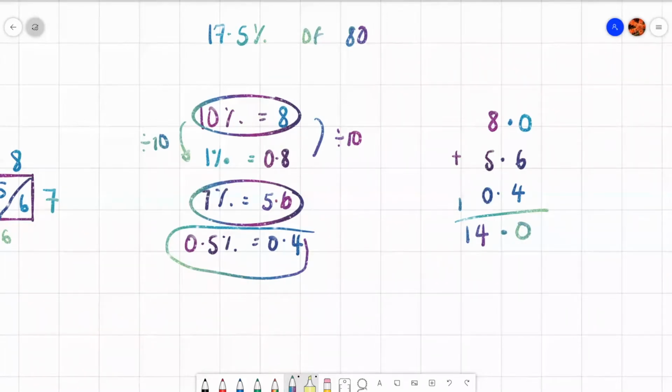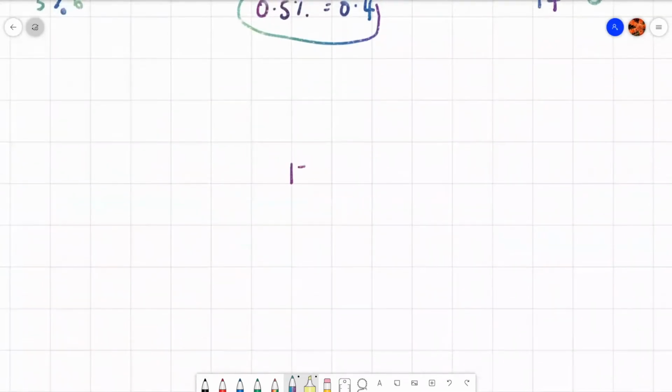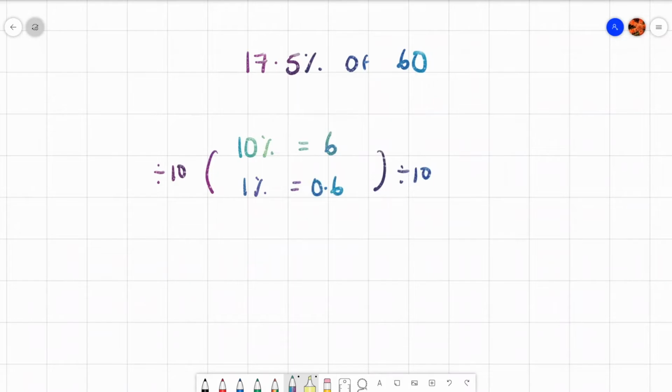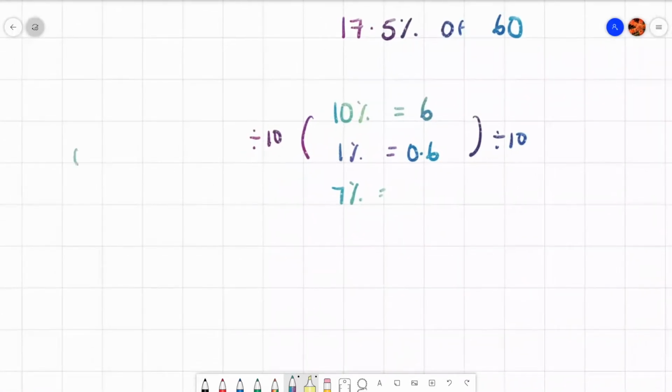Okay. Let's do another question like that. Let's do another 17.5% one, then we'll move on to working out another one, of 60. Okay, so let's work out 10% first, which is 6. Then you would work out 1%. So obviously you divide by 10. So you divide that by 10 to get 0.6. Then you have to work out 7%. Well, I can times that by 7. So I've got to do 0.6 times 7.